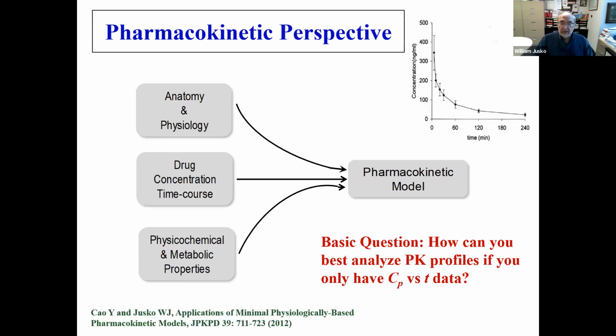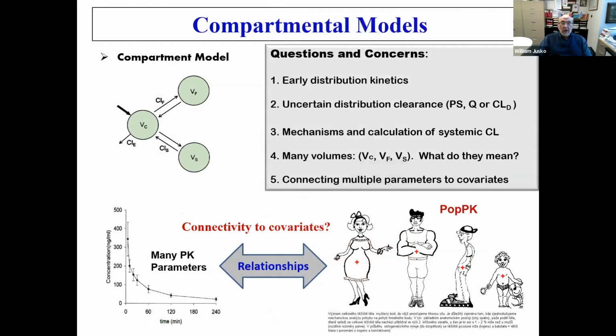But our basic question is, how can you best analyze PK profiles if you only have plasma concentration versus time data? It's what we call a top-down approach. When we have such data, what can we do? One approach is to apply compartmental models. You see one at the left, a 3-compartment model, and it can be applied to the kind of PK data that we see. But there are a lot of questions about compartmental models.